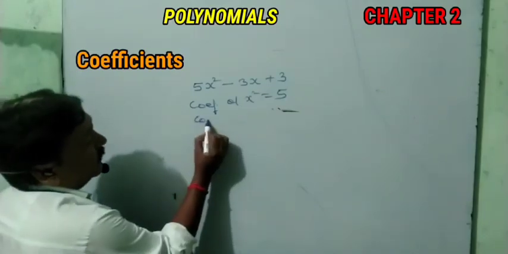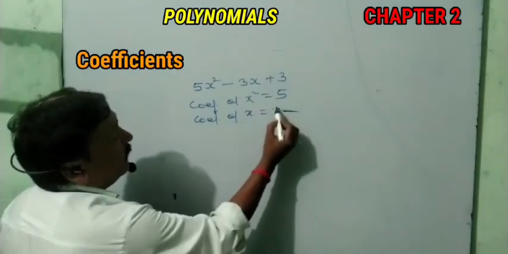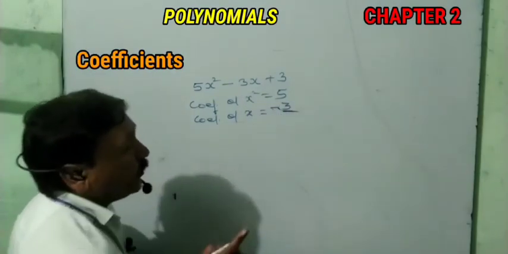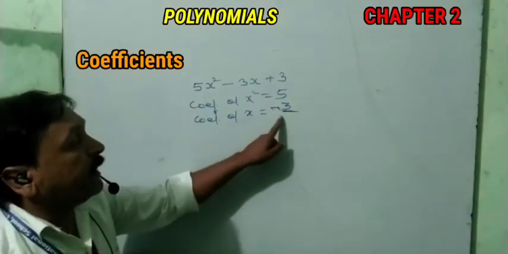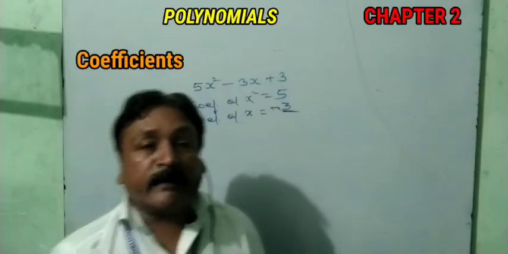Let us see some more. Coefficient of x, we will take minus 3. I just told you that the coefficient is always taken with its sign. So this was the concept needed for solving exercise 2.1.